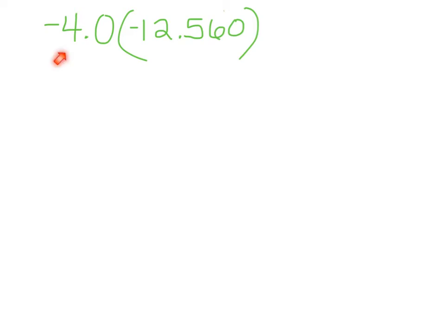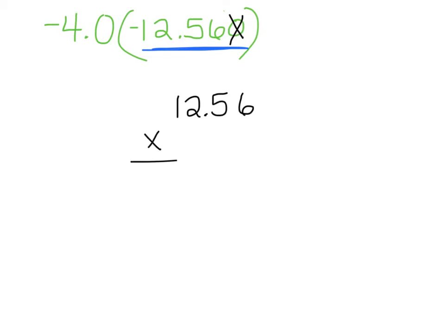This time we have negative 4.0 times negative 12.560. All right, so first thing that you should do is you're going to take the longer number, which is this, and I'm going to put that one on top. Now, I want to point out something. At the end of this number, you're going to see a 0. If you ever have a 0 at the end, this is only with decimals, after the decimal, you don't really need that 0 there. So just cross that off. So really that number is 12.56.